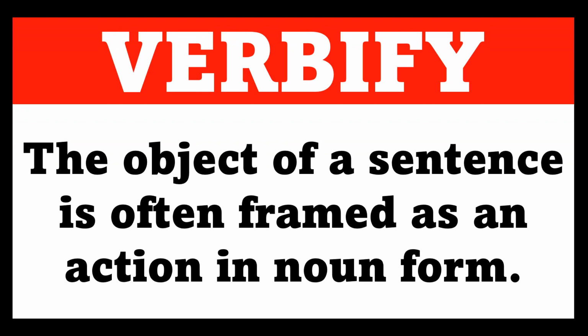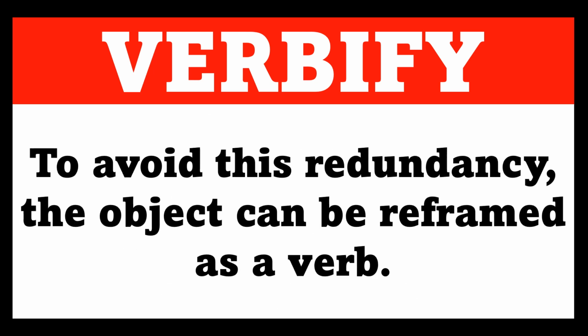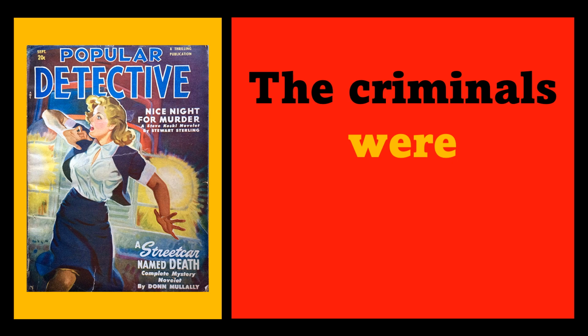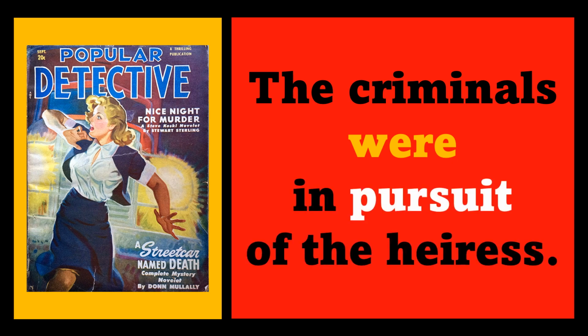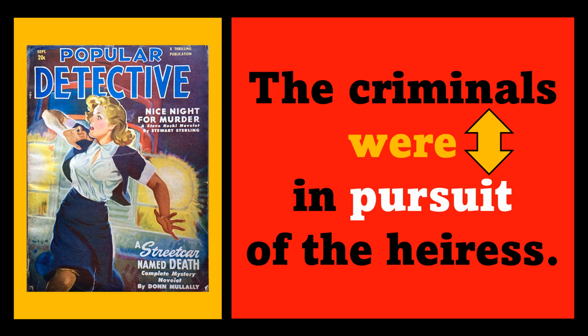Now, let's talk about how we can verbify words. The object of a sentence is often framed as an action in noun form. However, these nouns are often still linked to the subject with a verb. To avoid this redundancy, the object can be reframed oftentimes as a verb. For example, we might write the criminals were in pursuit of the heiress. And in this context, we have the verb were linking the criminals to the pursuit that they were in, right? And framing them in that context. This shows that the criminals were in pursuit of, there's a link between these two.